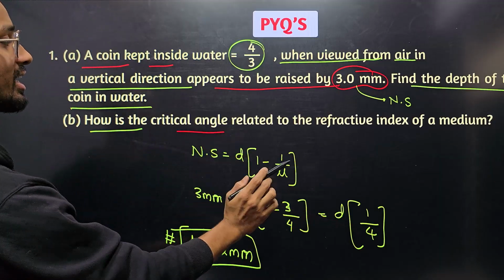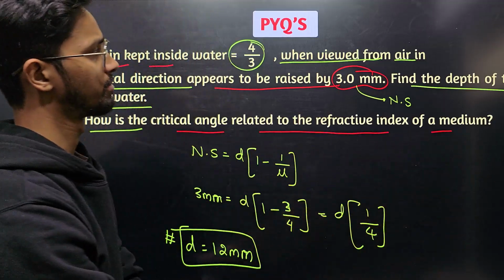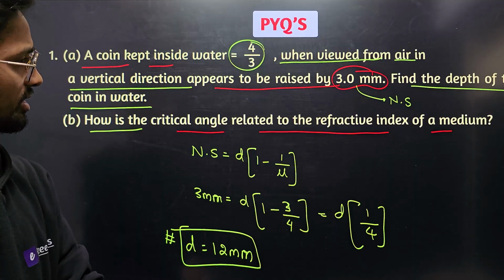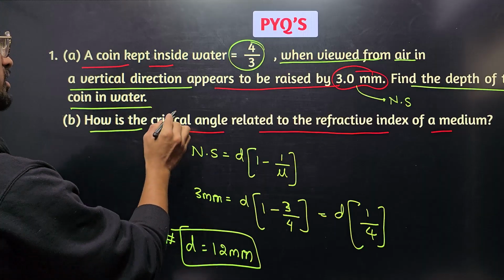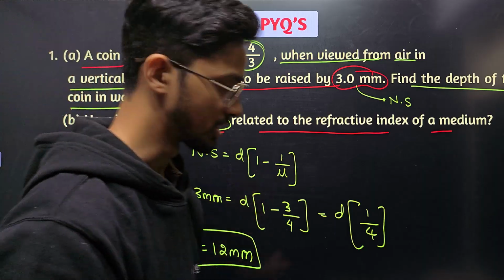Next, how is the critical angle related to the refractive index of the medium? No, we haven't learned this topic, so we can skip to the next question.